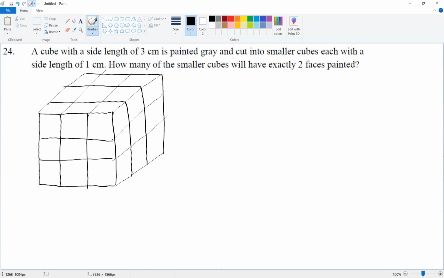Which cubes will have 2 faces painted? The corner ones. No, the corner ones will have 3 faces. This would be 3, isn't it? Yeah.